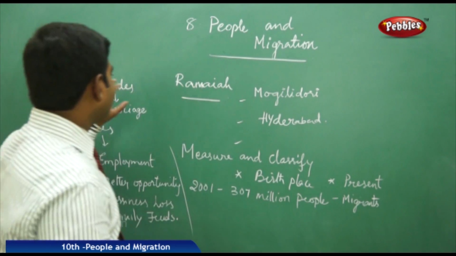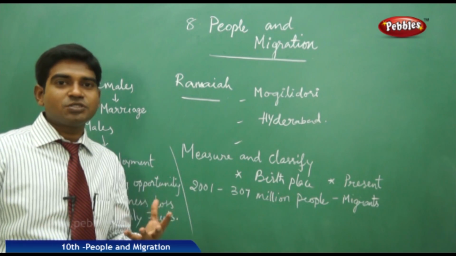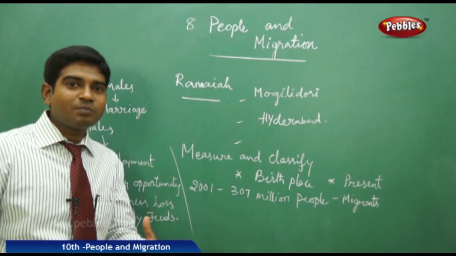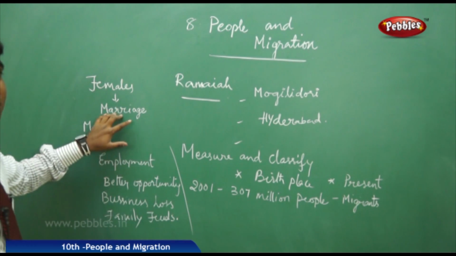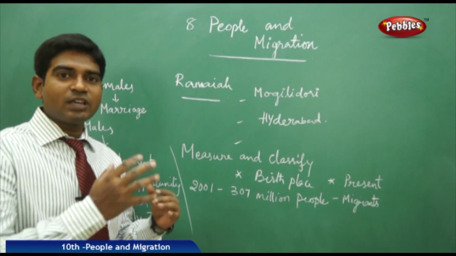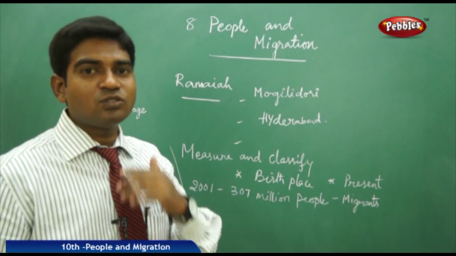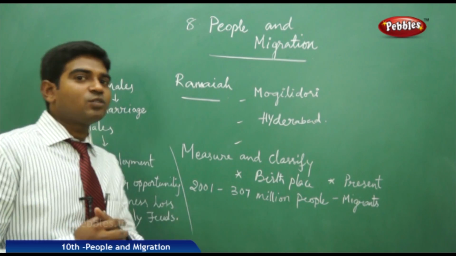Of these 307 million, when the females were asked what reasons made them migrate, the major reason they put forward is marriage. They got married to a person in another village, another city or another country, which made them migrate to that place.